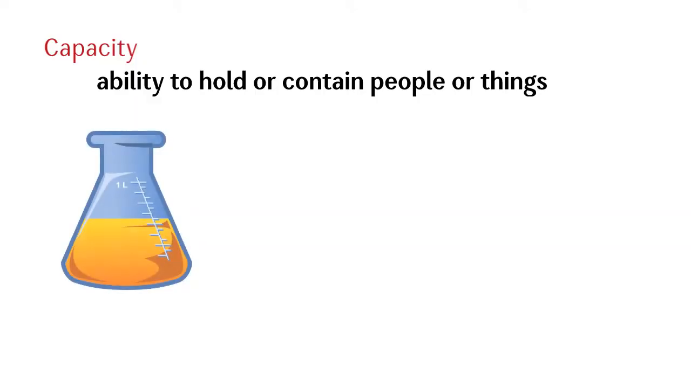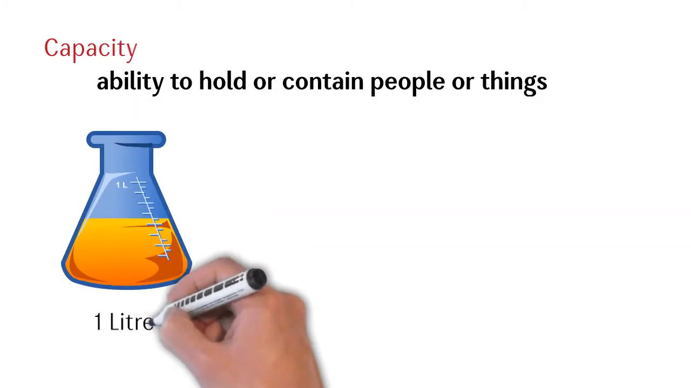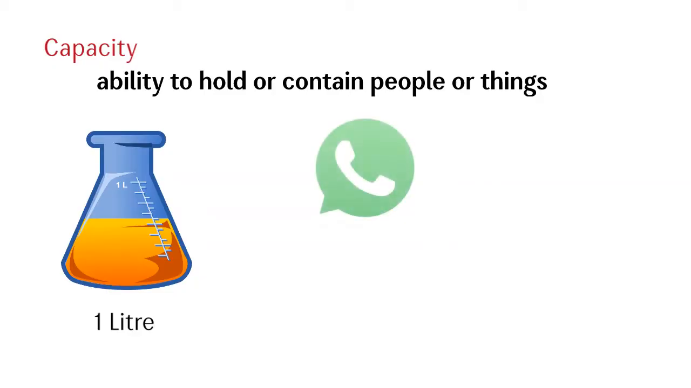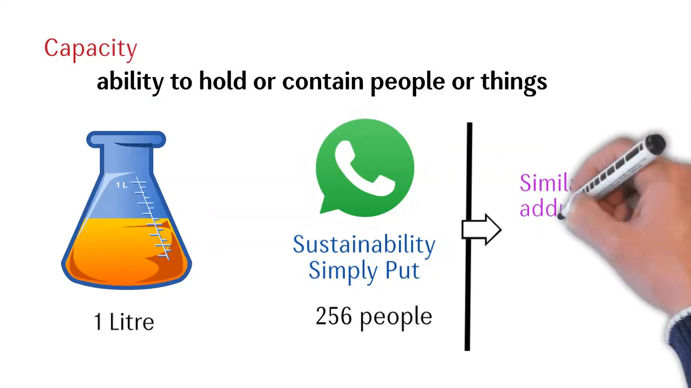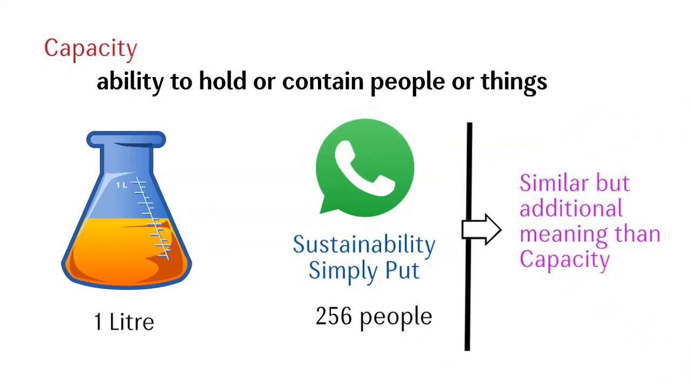What would be the maximum holding ability for this flask? You would answer 1 liter. How many people can join a WhatsApp group? You would answer 256 people. Carrying capacity would have similar but additional meaning attached to it than just that of capacity.